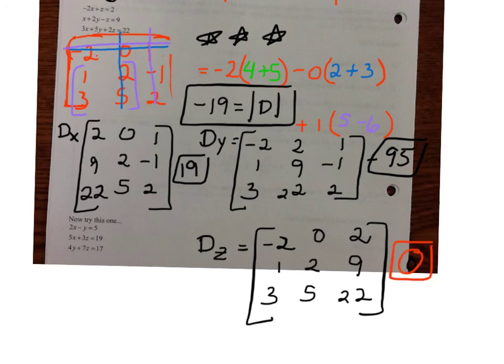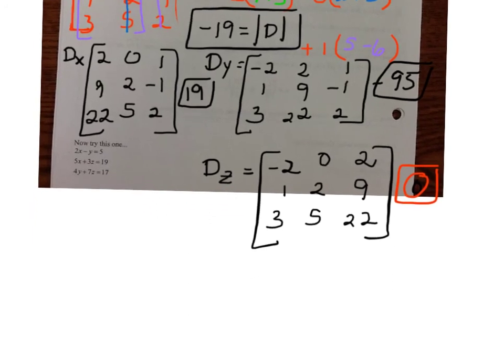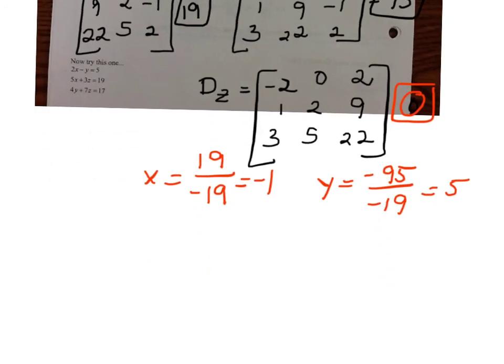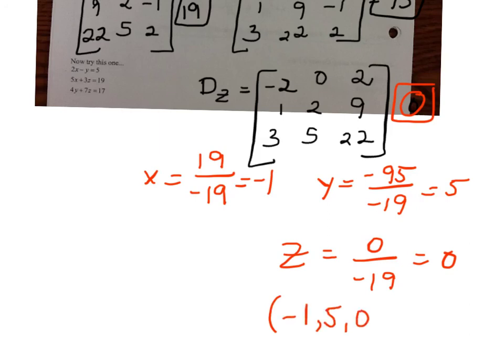And then what Cramer's rule says we should be able to do is take, for x, the x determinant over the determinant of the coefficient matrix. We should be able to take the determinant of the y over the determinant of the coefficient matrix. And we should be able to take the determinant of the z over the coefficient matrix determinant. So here is our ordered triplet according to Cramer's rule.